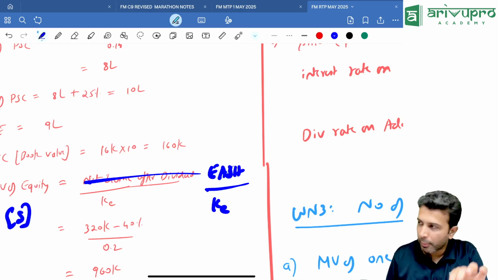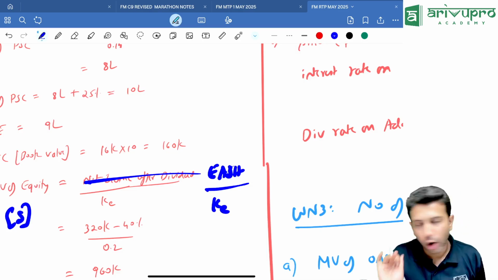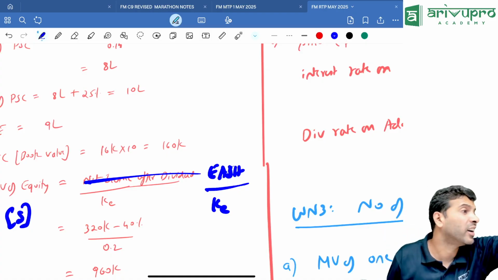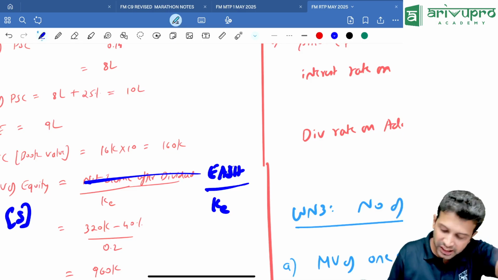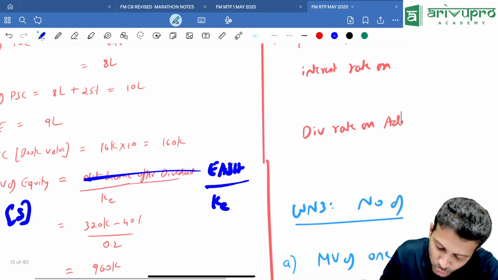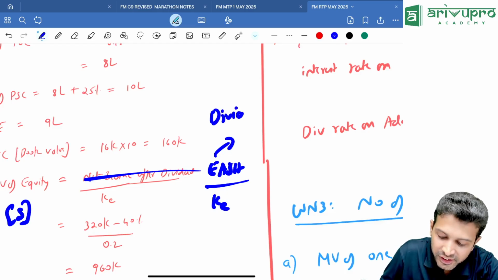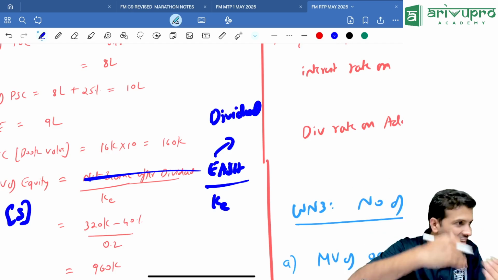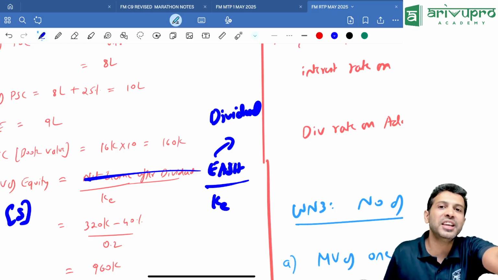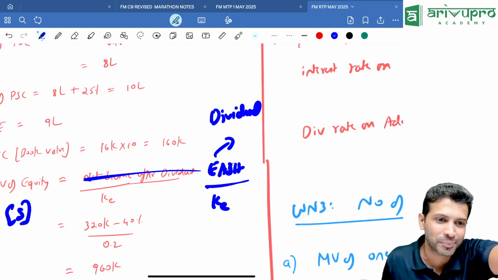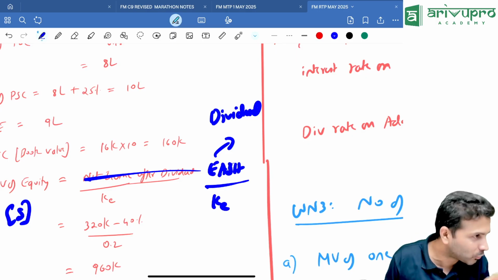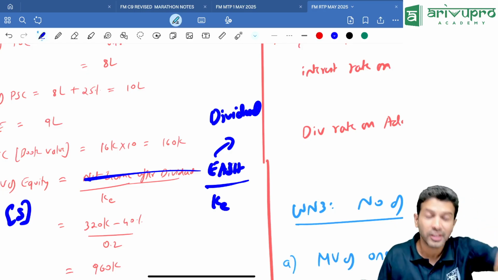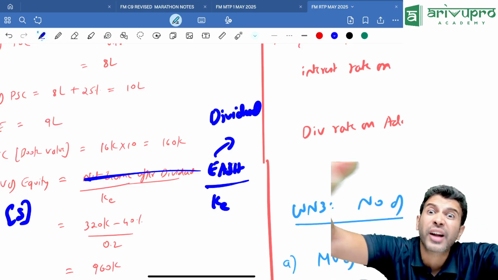But here there is a small funda. In all our problems so far, the assumption was the company has a policy of distributing 100% dividend. Actually, the numerator is not EAT; it is actually dividend. I thought the problem was easy to connect with EAT, since EAT is available for equity shareholders. But in all our problems, the policy was 100% of EAT distributed as dividend.